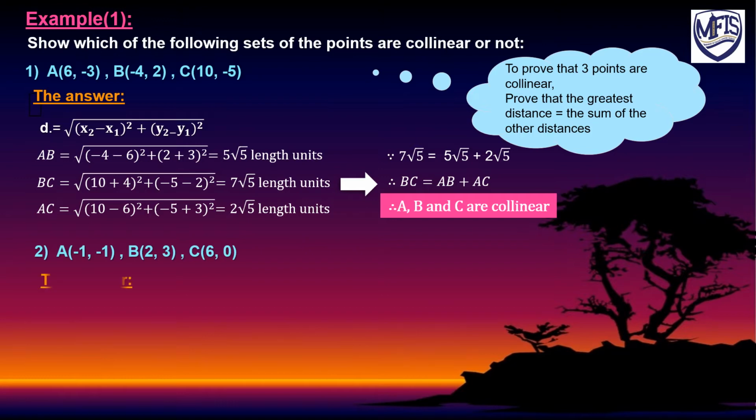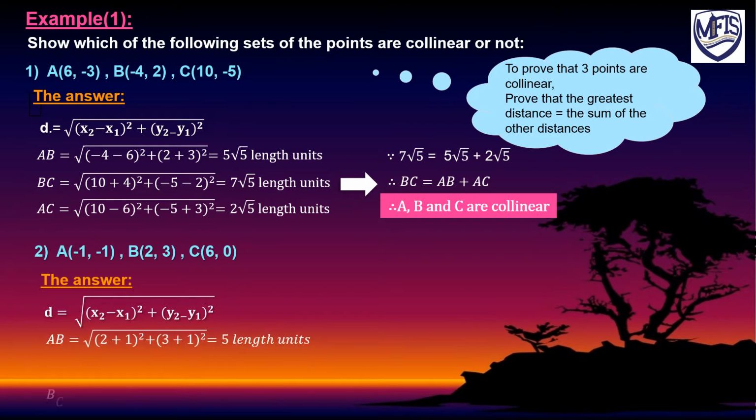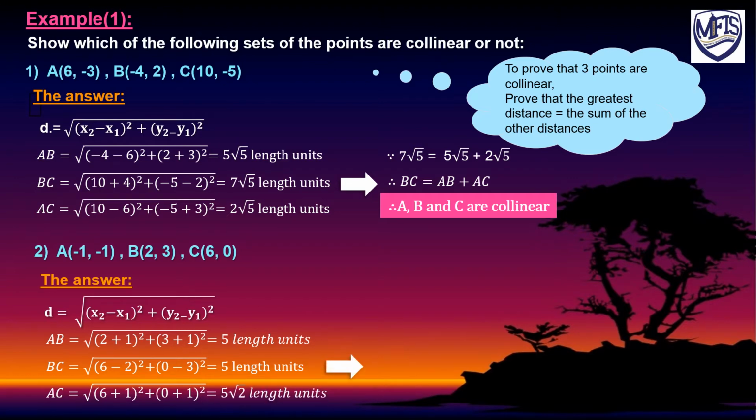By the same method, I will find the distance between each 2 points. Okay, write the rule, then find AB. AB equals 5 length units, BC equals 5 length units, and AC equals 5 root 2 length units. Now, convert 5 root 2 into decimal form to compare 5 root 2 and 5. Of course, 5 root 2 is the greatest distance.